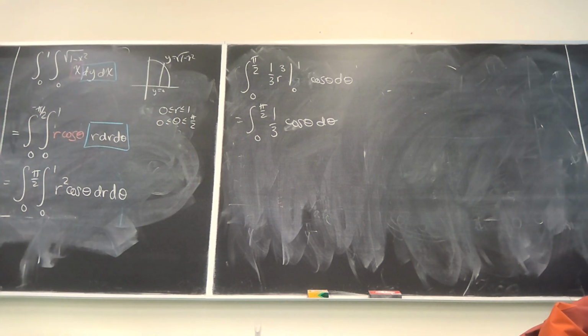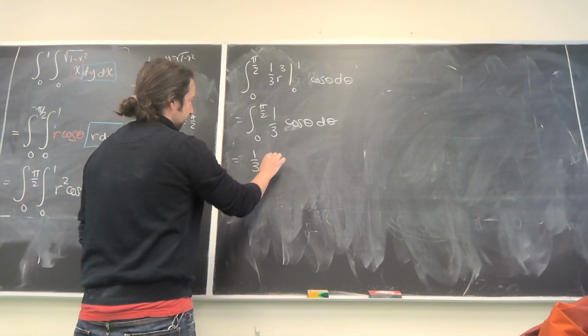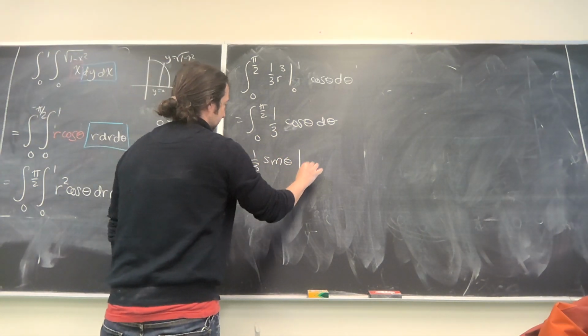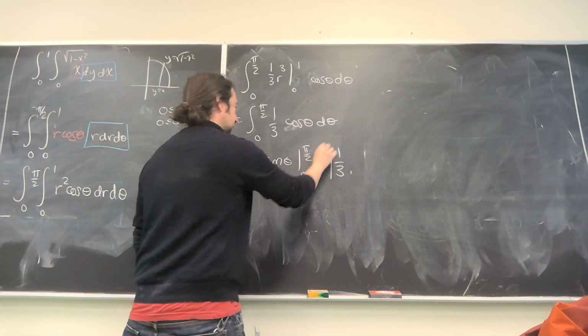Think that's right? This is a regular integral, no different than integrating with x's and y's. Oh, it's stretched, okay. Then if you integrate the cosine, you get 1/3 of the sine of theta evaluated from 0 to pi over 2, which is 1/3. That's the answer.